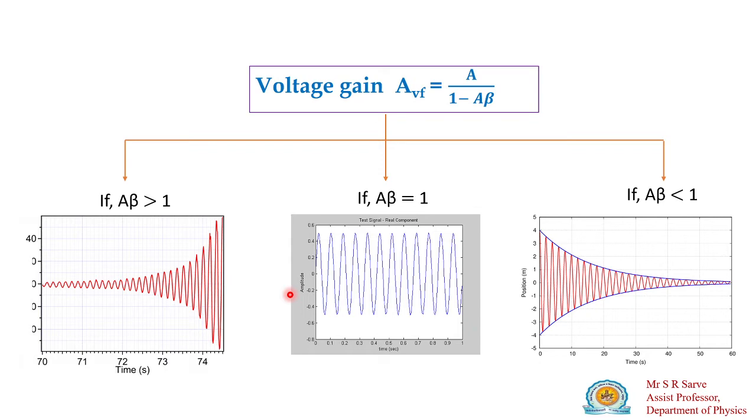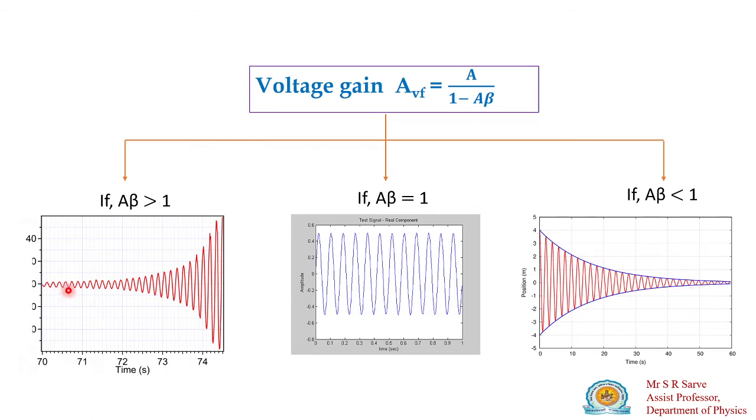The second condition is if the product of A and beta is less than 1, then the oscillation at the output goes on decreasing, so there is a decrease in the amplitude of oscillations at the output. That is known as damped oscillation.